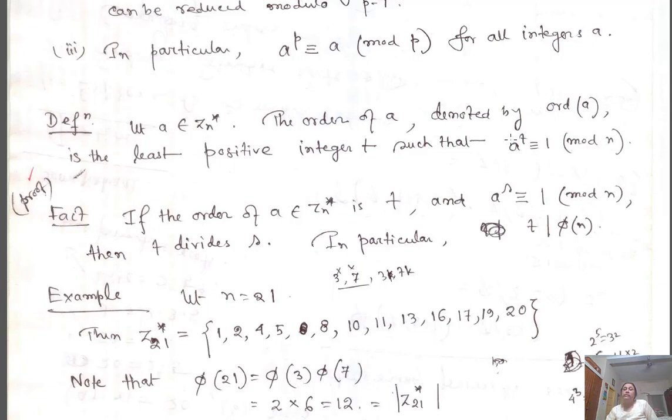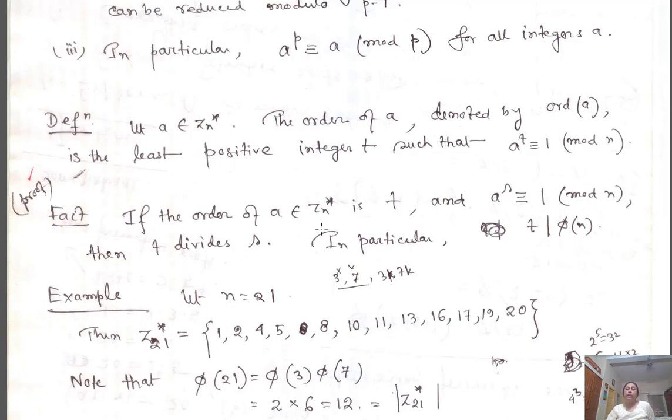Okay, and t is the least positive integer. T is this order. So the order of a modulo n must be less than phi n, and it can be proved that this t is a divisor of phi n. These all belong to abstract algebra. If you are familiar with group theory, then you are familiar with all these things.